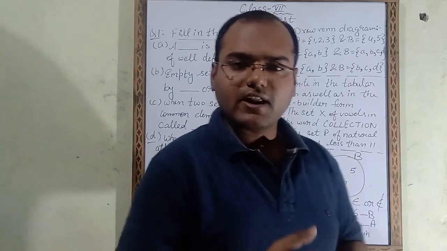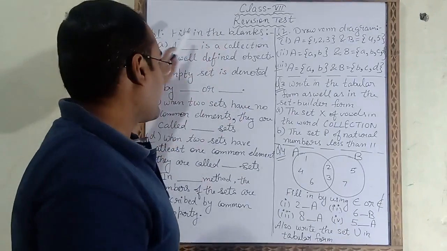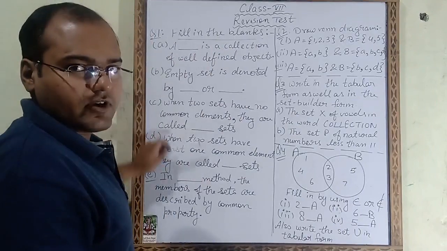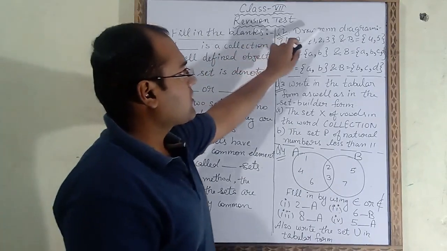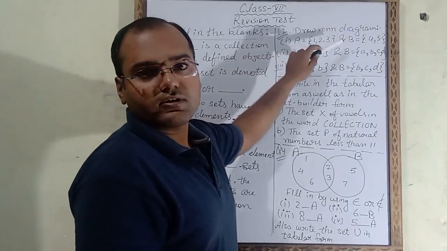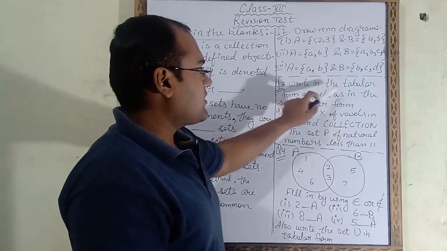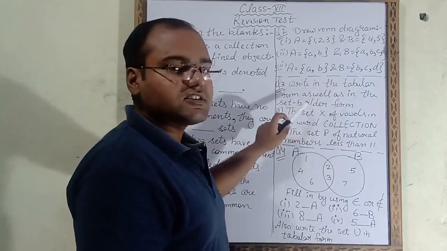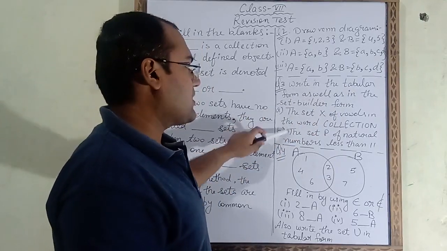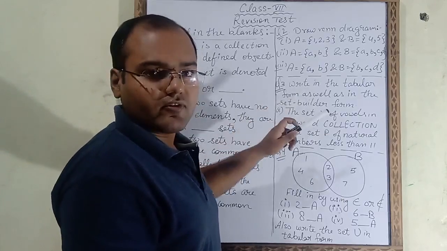So the questions are like this. The first question is fill in the blanks. Here I have given 5 parts, 5 fill in the blanks you have to do. The second question is of Venn diagram. In this, 3 parts are there, and you have to draw the Venn diagram. The third question is write in tabular as well as in set builder form. Here A and B, 2 parts are there.